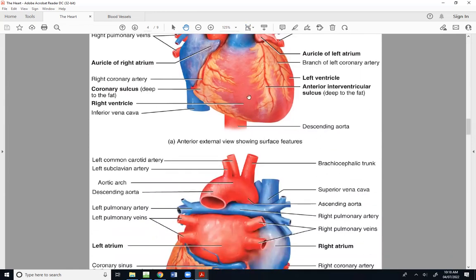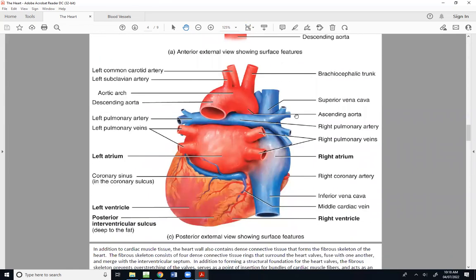So that's the anterior view. On the back side, remember how I talked about the heart is kind of reclining, where the top of it kind of points more backwards. That's what we're getting a good view of here. Get a good view of the two atria and the blood vessels that we just talked about.